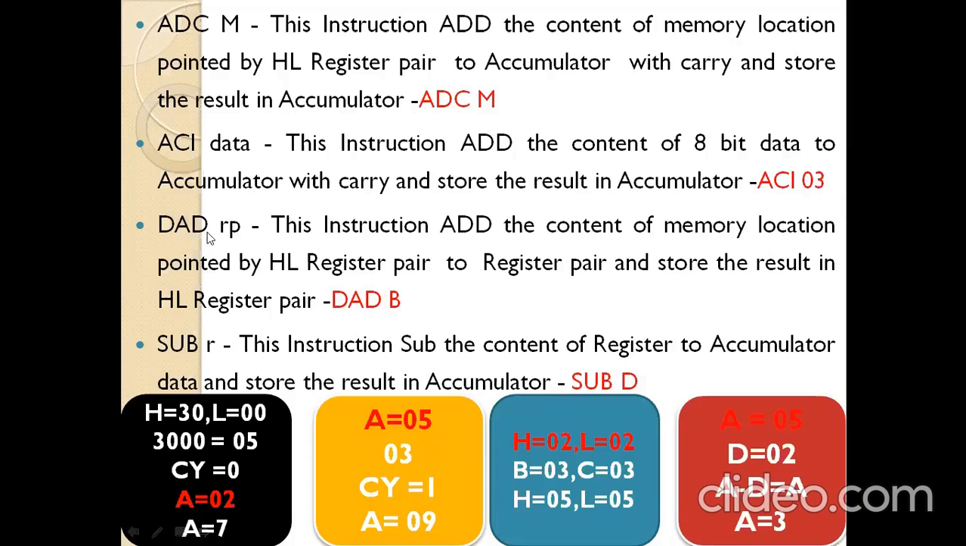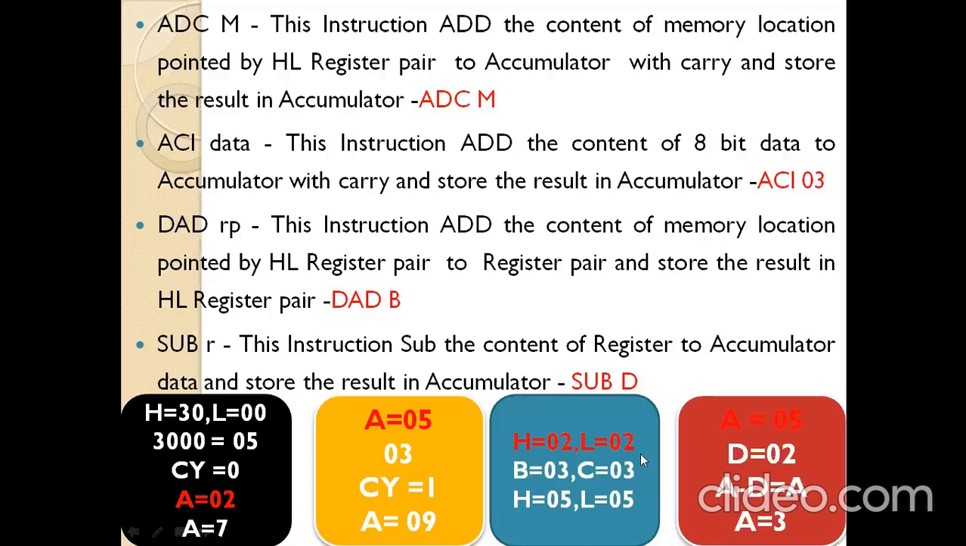Next, DAD rp. So DAD B, that is called double addition. ADD means normal addition. DAD means double addition. So here H is equal to 02, L is equal to 02, B is equal to 03, C is equal to 03. We are given DAD B. DAD B means it will add the HL register pair content with the BC register pair content, and the result will be stored in the HL register pair.